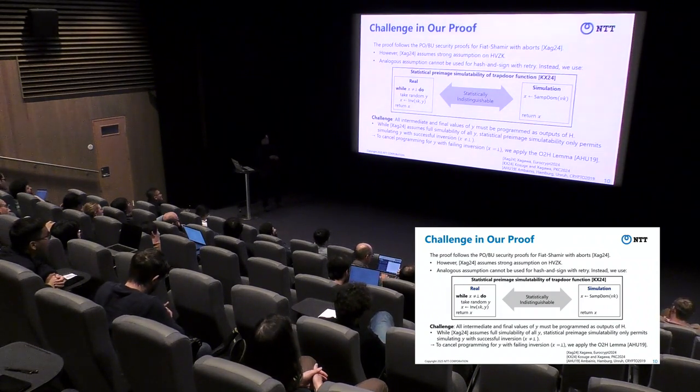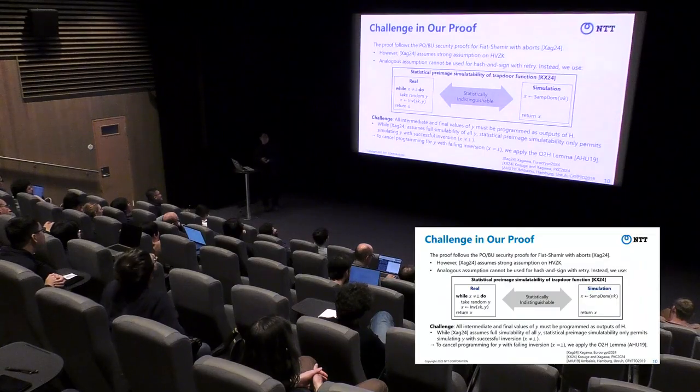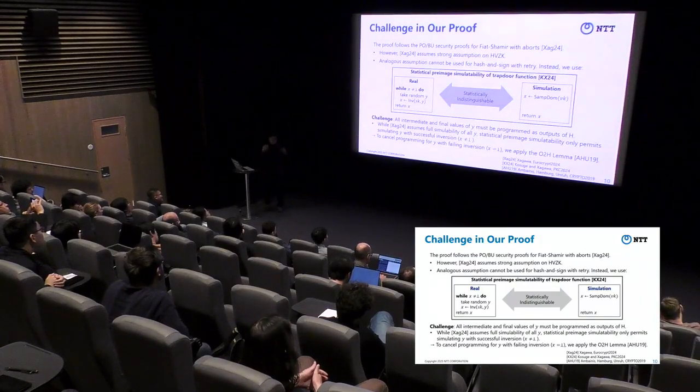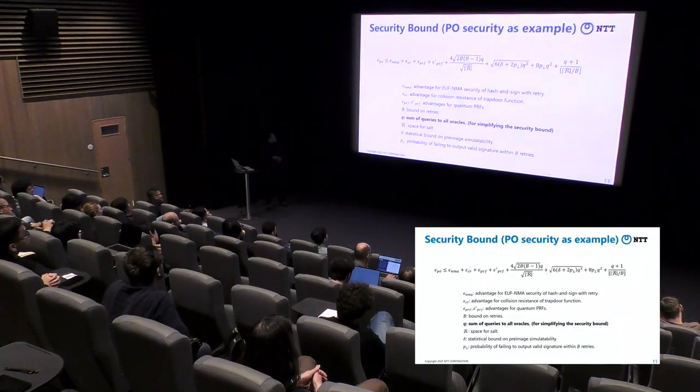What we did is this. We cancel the programming for failing values. To do so, we apply the O2H lemma, one-way to hiding. This is a general technique used for replacing the output of a random function. Okay, this is the last slide.